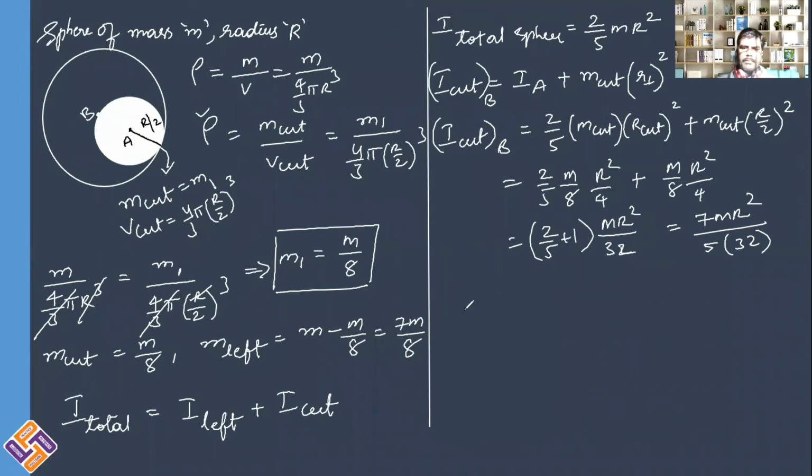I want to now calculate the moment of inertia of the left portion, which is equal to the moment of inertia of the total mass minus the moment of inertia of the cut portion.